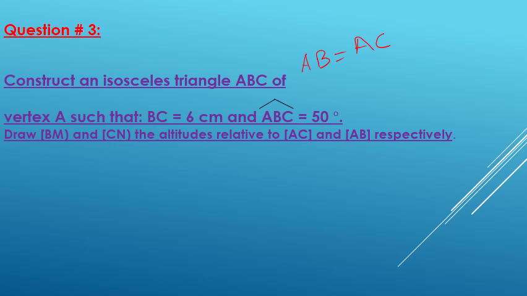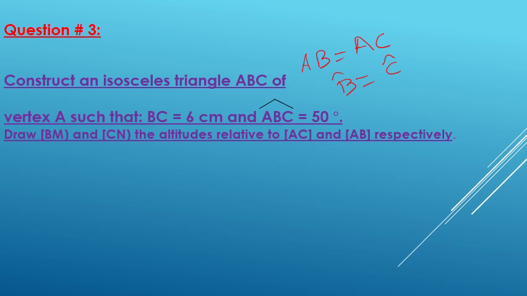What are the equal angles? Angle B is equal to angle C. Now we continue. Side BC is equal to 6 centimeter. Are we given side AB? No. Are we given side AC? No. Does the side help me here in this construction? No. We are given angle ABC equal 50 degrees.